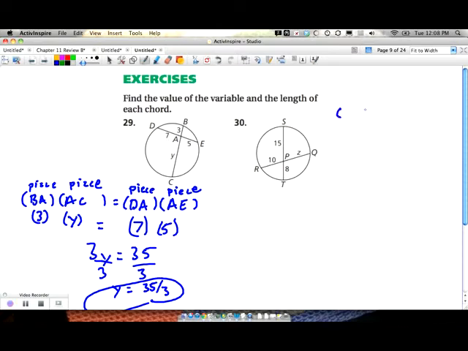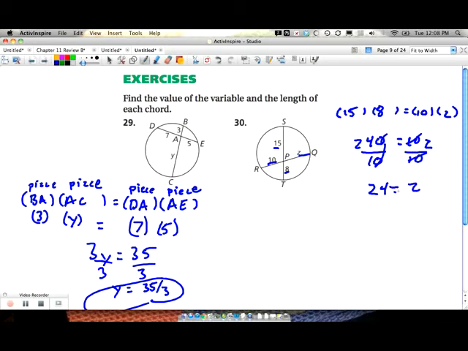Let's look at the other one over here. Again, it's going to have that same setup. Something times something equals something times something. So we have the two pieces. So for the left side, let's do 15 and 8. For the other side, we got 10 and Z. So 10Z equals 15 times 8. 15 times 8 is the same as 4 times 6 here, 240 equals 10Z. We divide both sides by 10, and 24 equals Z.